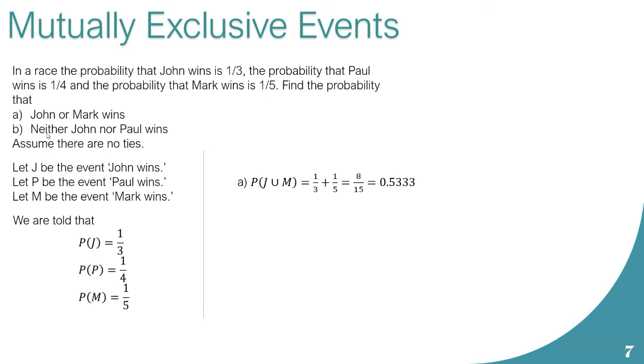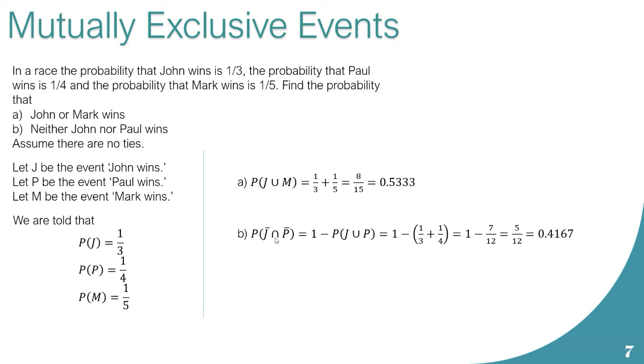In this case, we are asked to find the probability that neither John nor Paul wins. So let's take a look at how we can say that. This is one way we can say this: the probability of John not winning and Paul not winning. The way to find this is to find the complement of this and subtract it from 1.